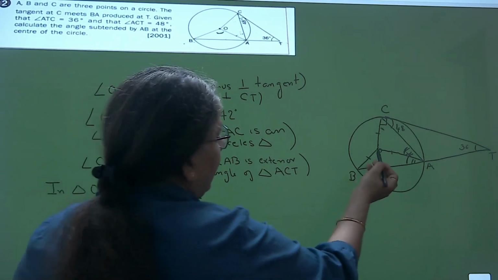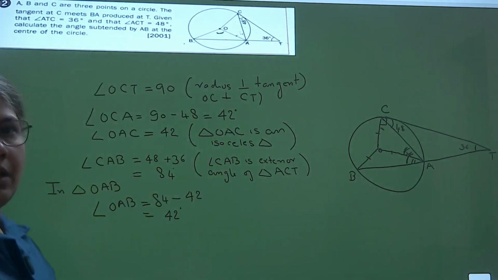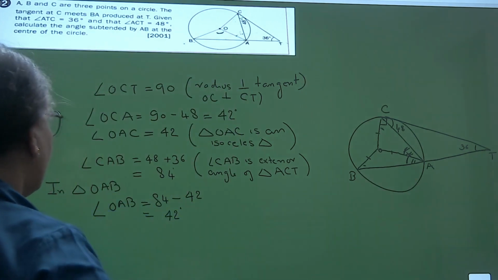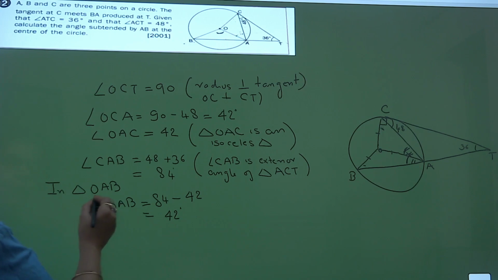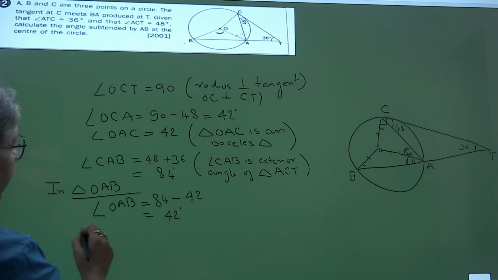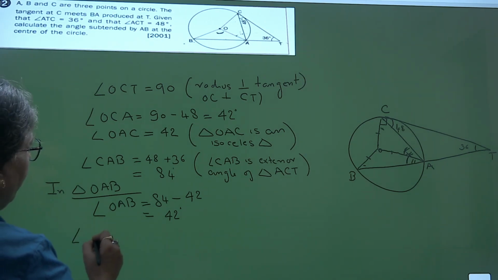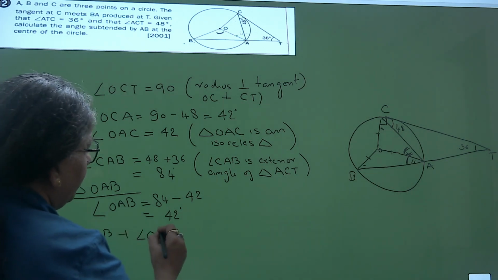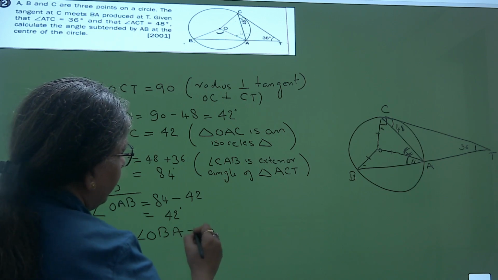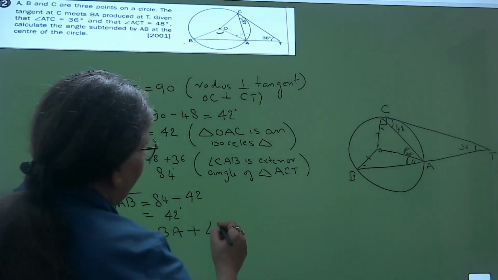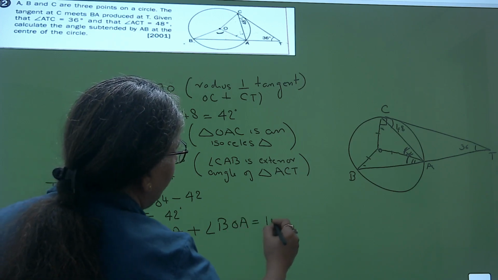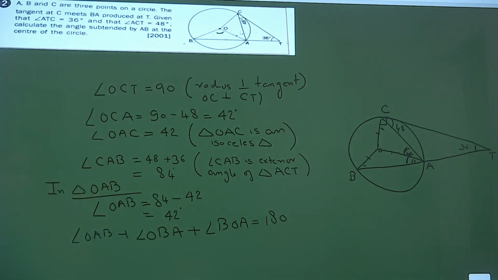Again, triangle OBA is an isosceles triangle, so base angles will be equal. So in triangle OAB, that is, we are talking about this triangle, we can write angle OAB plus angle OBA plus angle BOA is equal to 180 degrees, angle sum property.